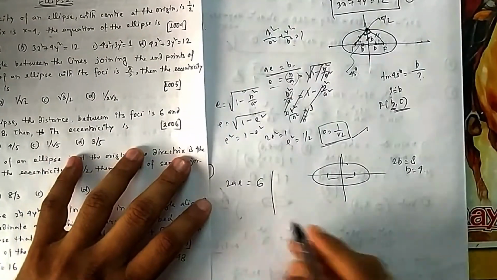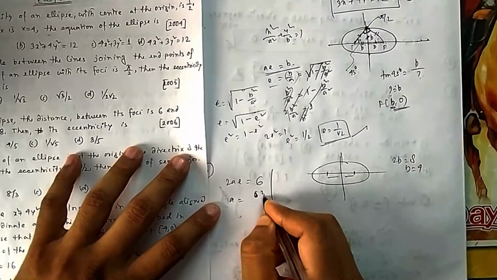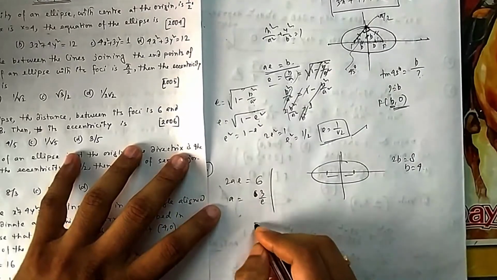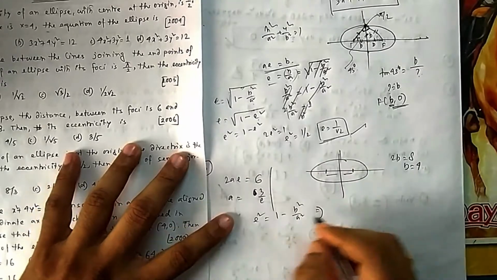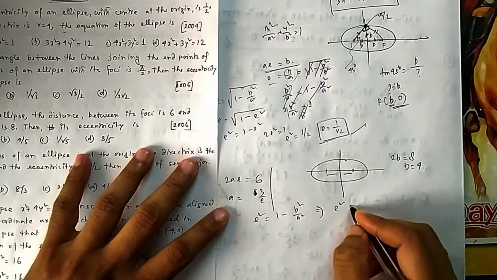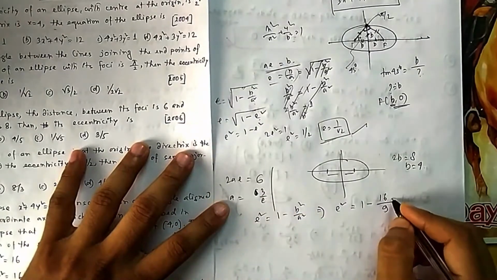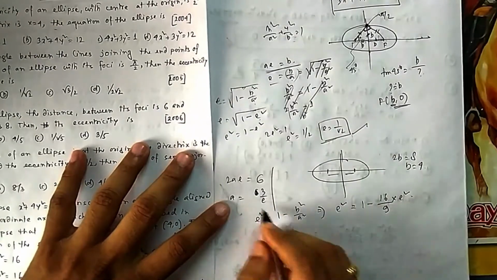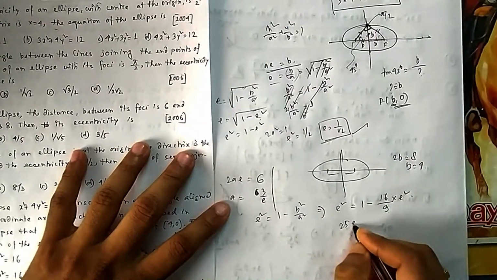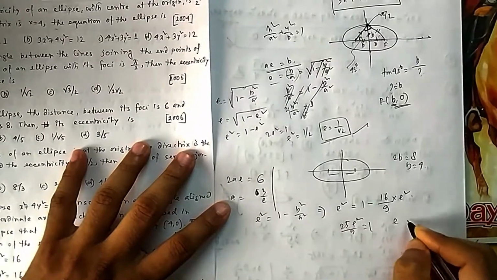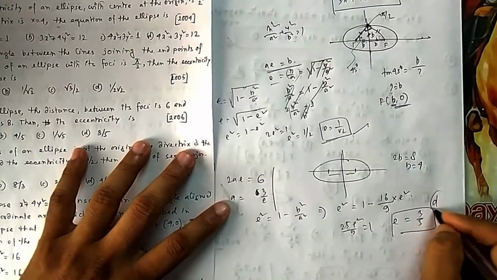So you can apply anything, because a is equal to 3 by e. So you put it in e square equal to 1 minus b square by a square. Because we need e, keep it e there. 1 minus b square is 16, and instead of a square you put 9 by e square, so 3 by e whole square gives 9 by e square. If you bring it this side, then 25 e square by 9 is equal to 1, or e is equal to 3 by 5. That is your option D.